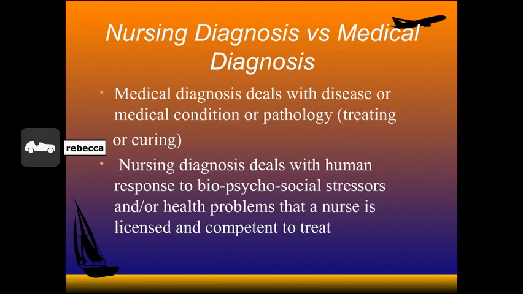It's important to differentiate between nursing diagnoses and medical diagnoses. The primary care provider comes up with the medical diagnosis, and this deals with the disease process or the medical condition that's going on with your client, and their focus is on treating that disease or curing it. Nursing diagnoses are very different because they deal with the human response to either bio, psycho, or social stressors and health problems that a nurse is licensed and competent to treat, and that's a major difference from the medical diagnosis.